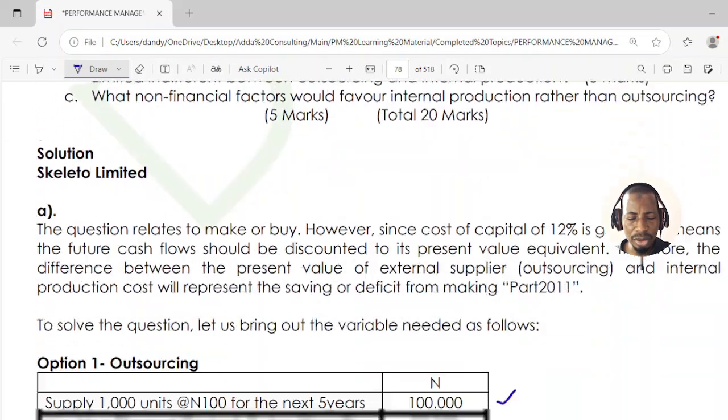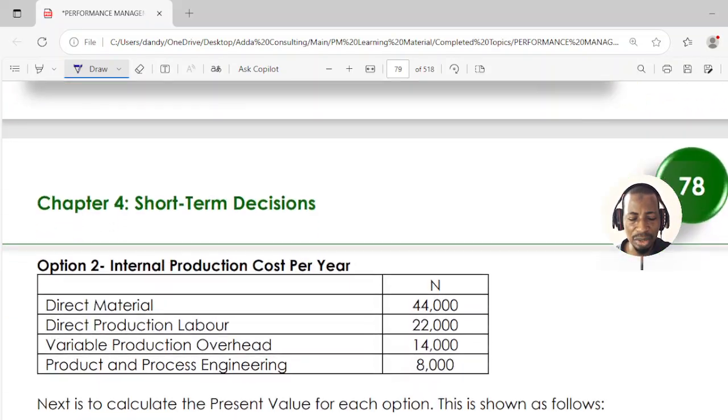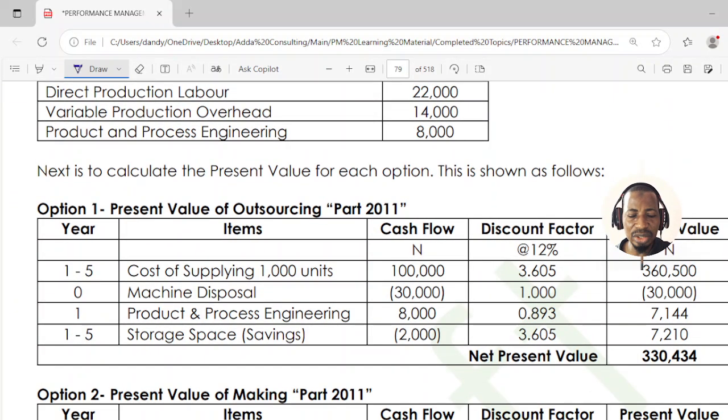Okay. So the next thing we need, now that we have brought out all the variables that we need, is to calculate present value for each option. What is the present value of outsourcing part 2011? So you bring out all the variables. The supplying cost for part 2011 is 100,000 naira as indicated above.